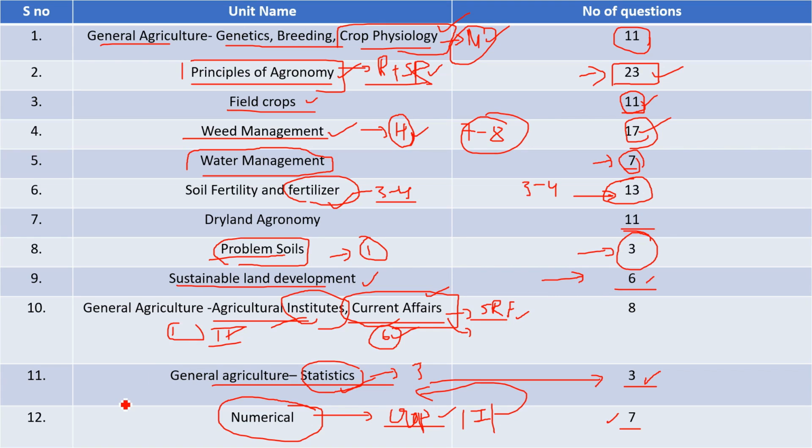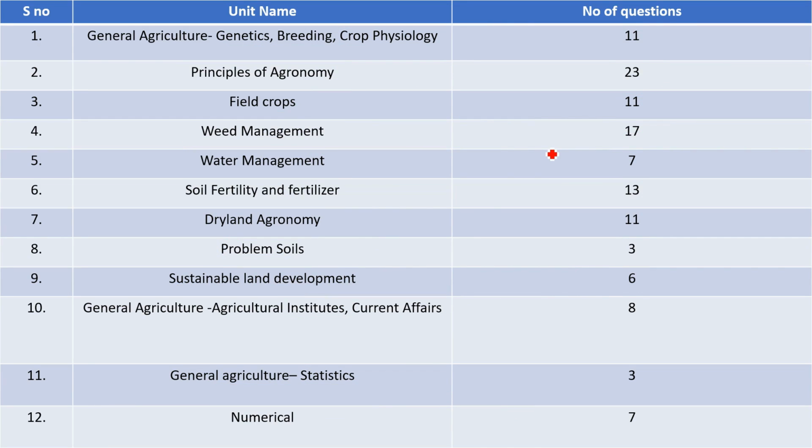So overall, if you have a look at it, you will see that the maximum number of questions were from principles of agronomy, followed by weed management. Then, surprisingly, soil fertility and fertilizers is third, the third most important topic. Then equal importance goes to crop physiology, meaning the general agriculture part, genetics, breeding and crop physiology, the field crops part and the problem soils. All these are at the fourth rank, you can say.